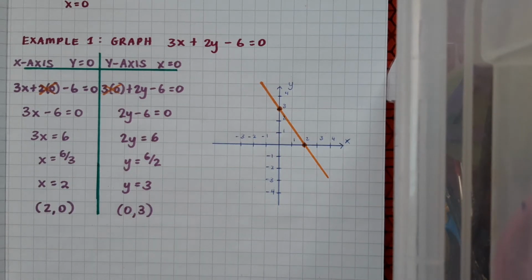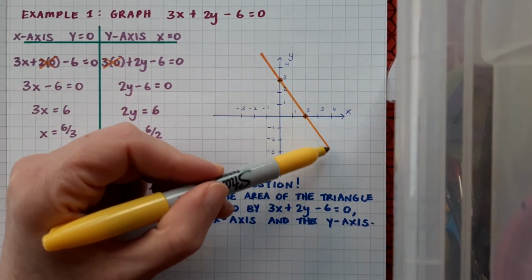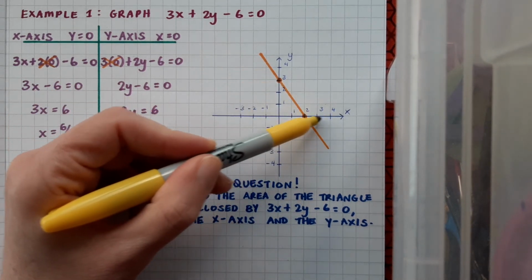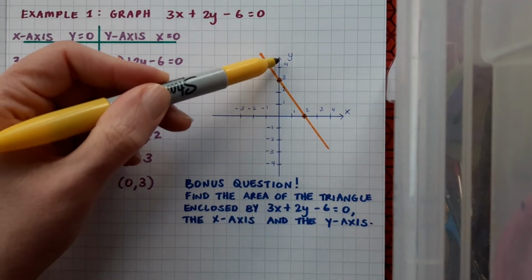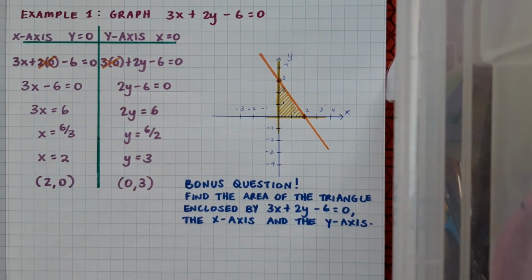So now here's a little bonus question. We want to find the area of the triangle enclosed by the line 3x plus 2y minus 6 equals 0, the x-axis and the y-axis. When we say that we've got a triangle enclosed by those three things, what we mean is that they make the lines of the triangle. So 3x plus 2y minus 6 is this line, and the x-axis is this line, and the y-axis is here. So what we've got there is this little triangle.